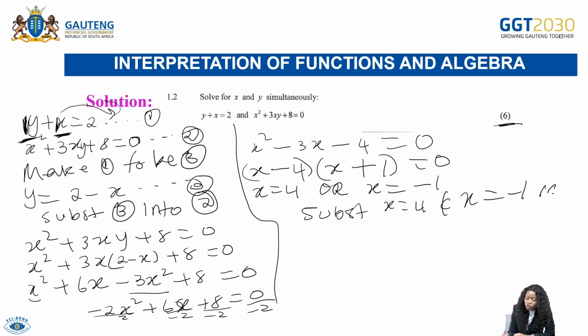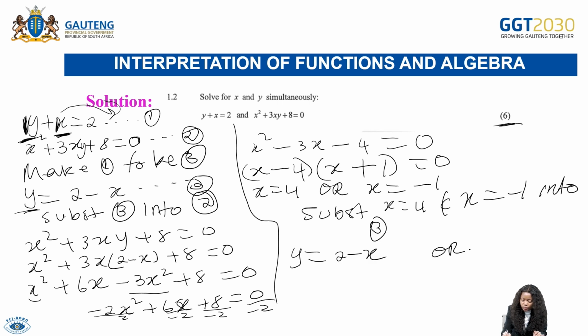And then from there, you say substitute x equals 4, and x equals negative 1, into equation 3. You can either substitute in equation 1, equation 2, or equation 3. But I'm deciding that I want to use equation 3 because it's already in terms of y. It is already y equals 2 minus x. So firstly, you'll substitute the 4. So I'll get y equals 2 minus 4, which is going to give you a negative 2.